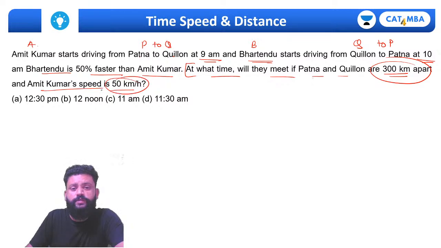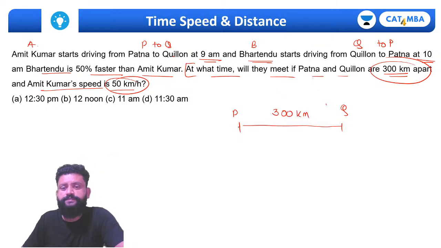The P to Q is 300 kilometers apart, and A's speed is 300. So it's really a simple question. The distance is 300 kilometers.